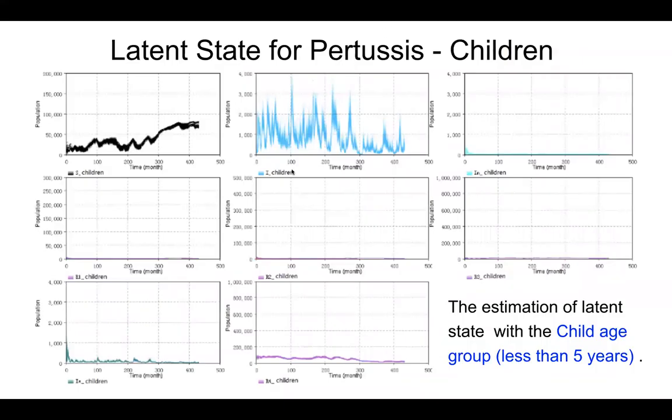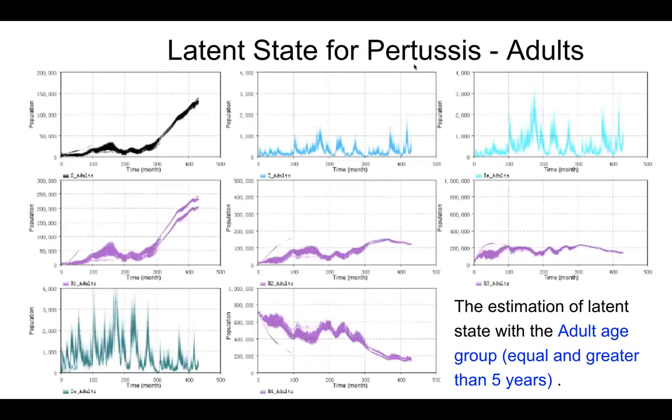Okay, so this shows the latent state of the pertussis particle filtering model that is grounded by the particle filtering algorithm. So this is the latent state of the children age group, and this is the latent state of the adult age group.